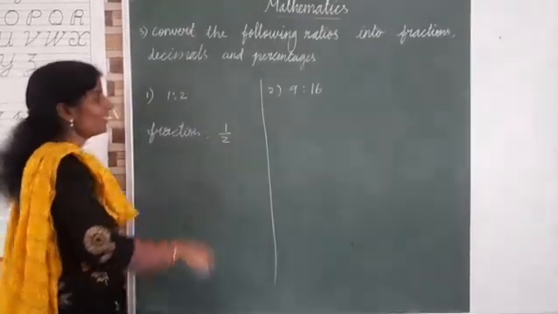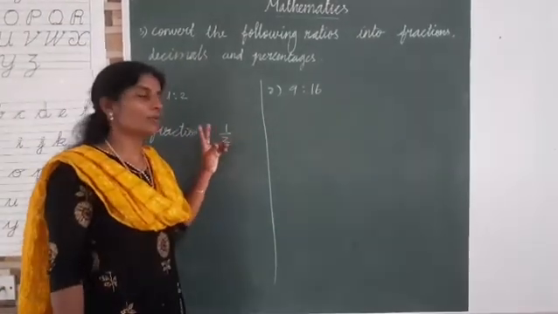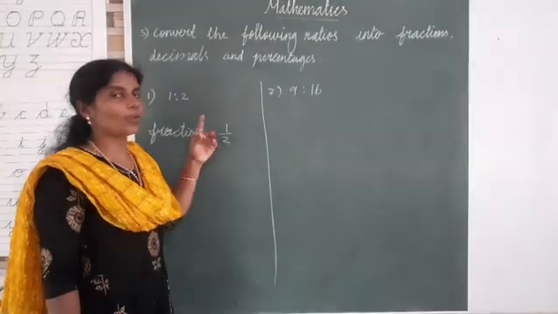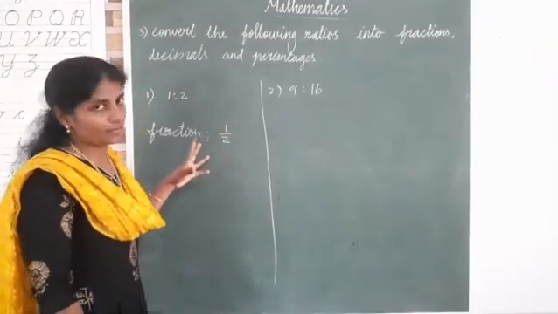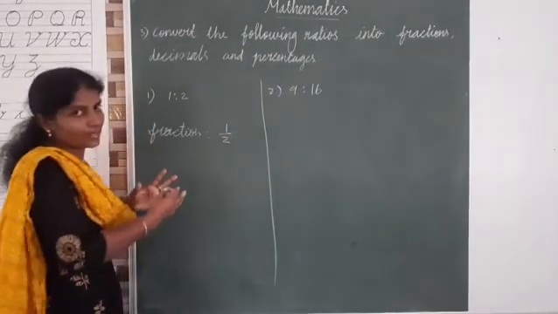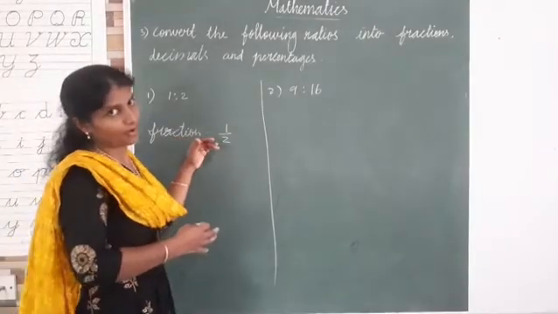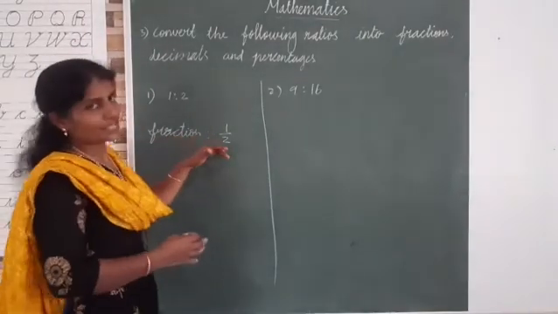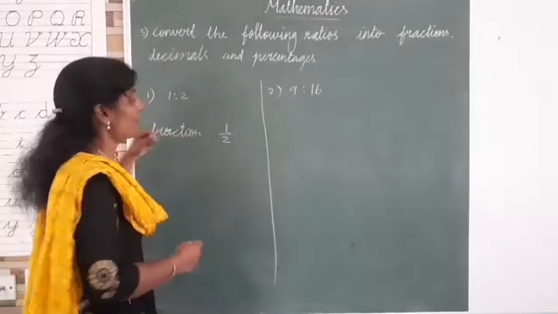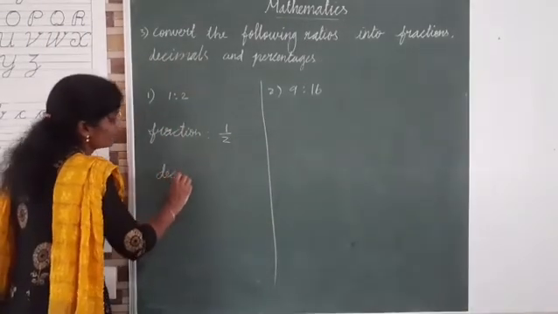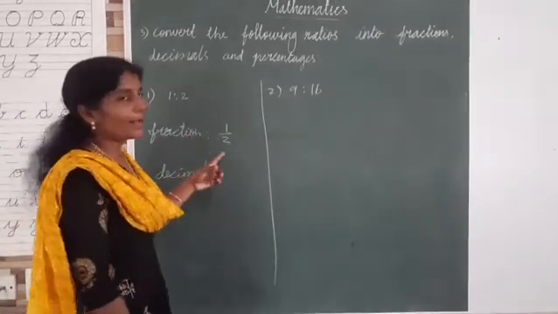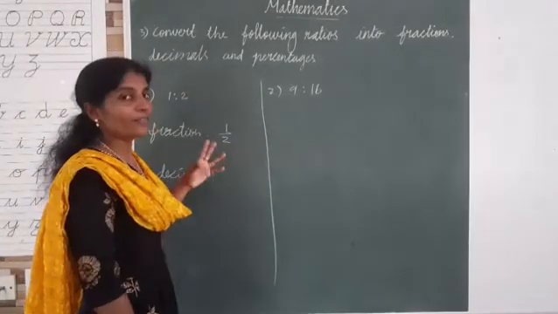This is already the simplest form, because 2 is a prime number and the numerator is 1. 1 by 2 is the simplest form, so there is no need to convert it into the simplest form. So the fraction form is 1 by 2. Next we write the decimal form. Decimal form of 1 by 2 means 0.5, isn't it?